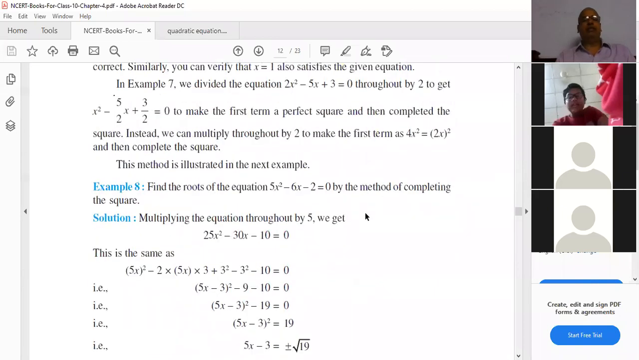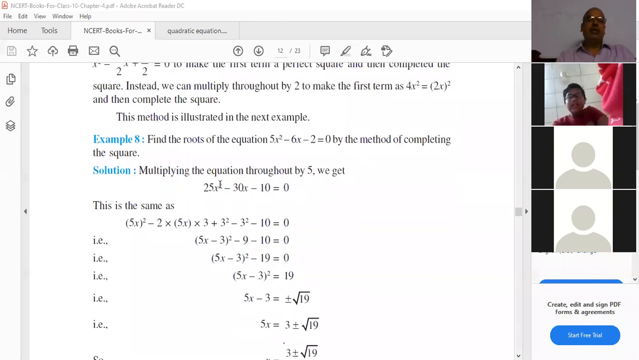This is the completing square method. One more sum by the completing square method. He did it in our method only. 5x square minus 6x minus 2 equal to 0. So I have to multiply the equation by 5 on both sides. 5 5s are 25x square, 5 6s are 30x, minus 10 equal to 0. Then 25x square means 5x whole square, a square minus 2ab. 2 into 5 is 10, only 10 is there. 30x means B is 3.